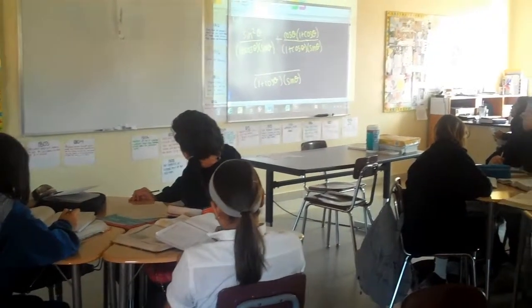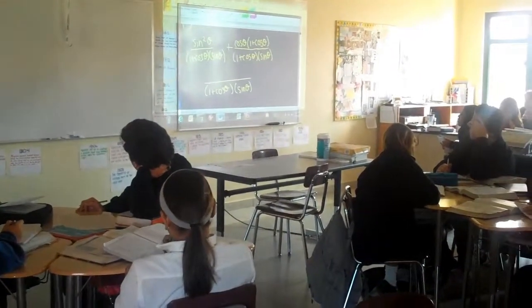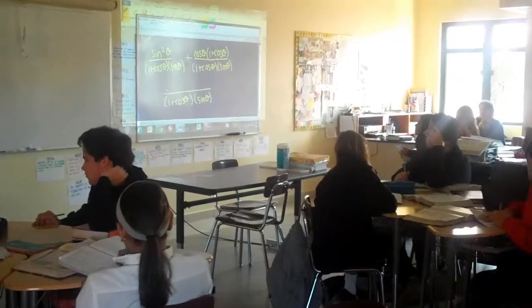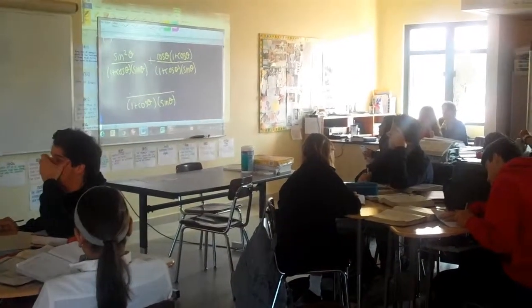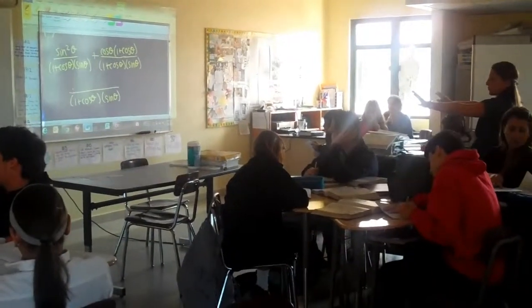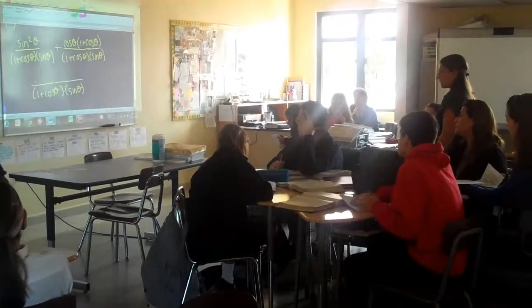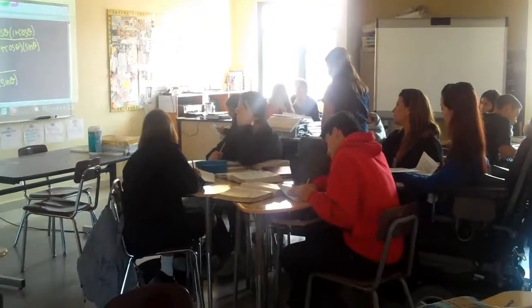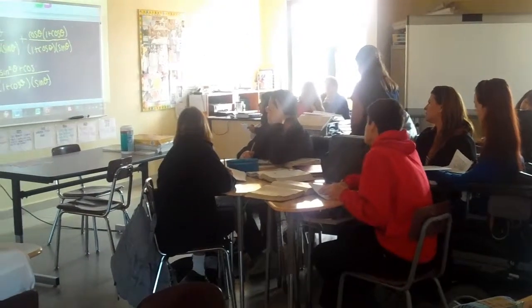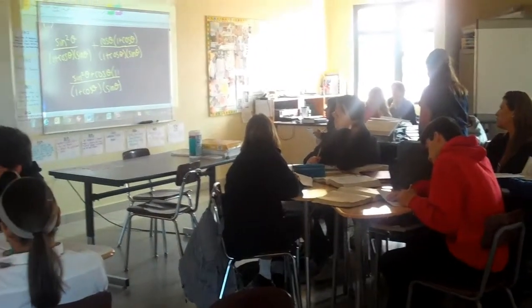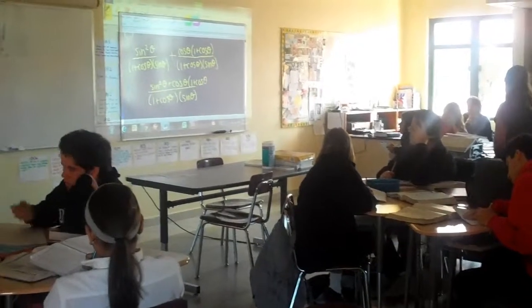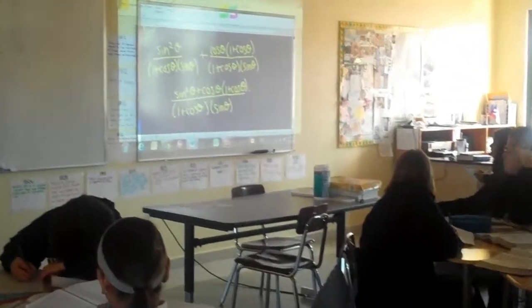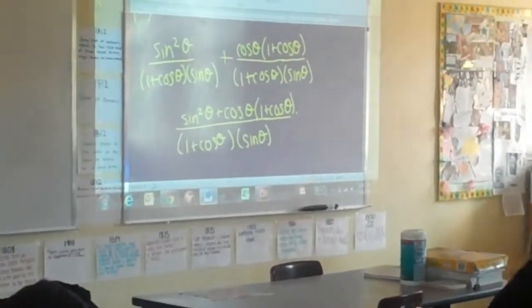Sine squared theta plus cosine. Where's the 1 coming from? If I want to work from left to right, it's sine squared theta, cosine plus cosine squared. Good. And now I can figure out how to simplify.